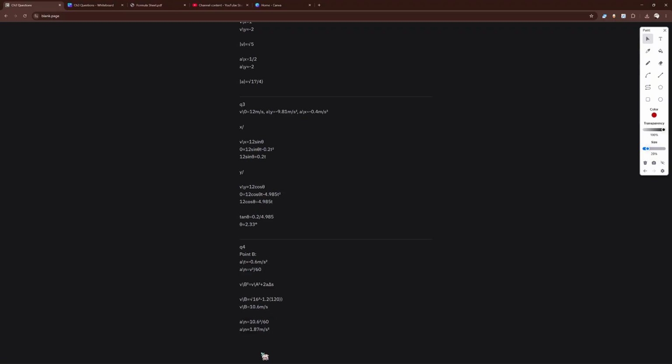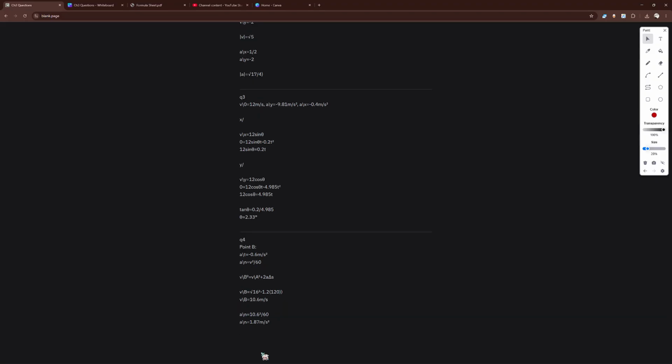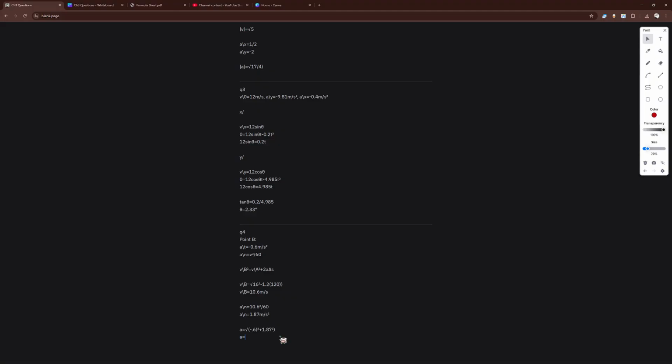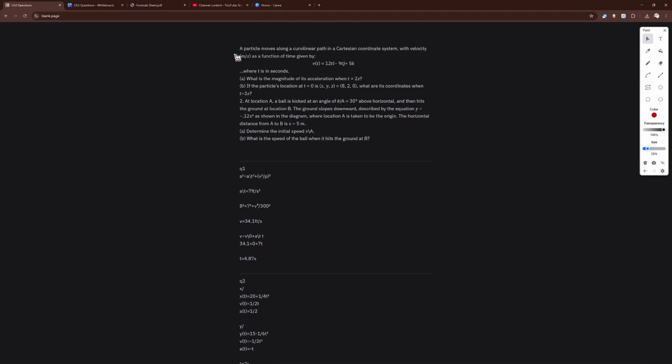And then the magnitude, of course, will just be A is equal to the square root of negative 0.6 squared plus 1.87 squared. Maybe it's doing that because there's a dot in it when you copy and paste. And then that gives us an A that is equal to 1.96 meters per second squared. And that's that question.